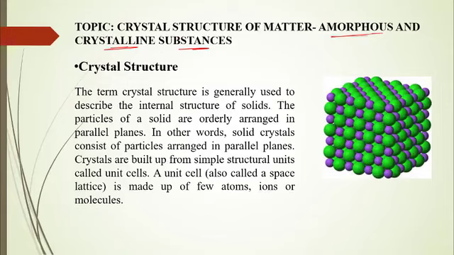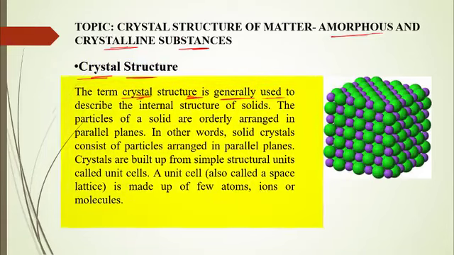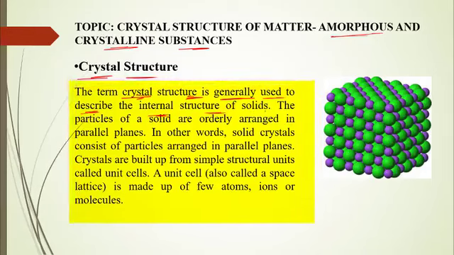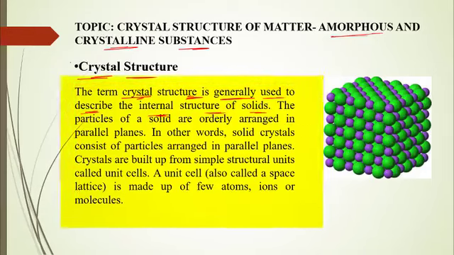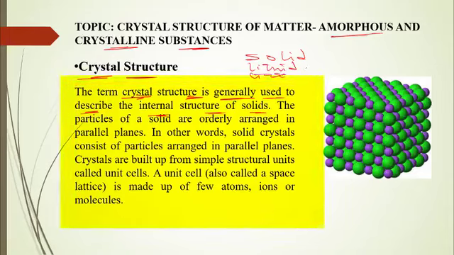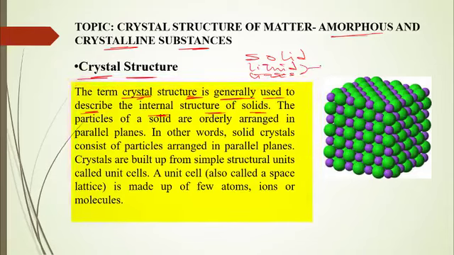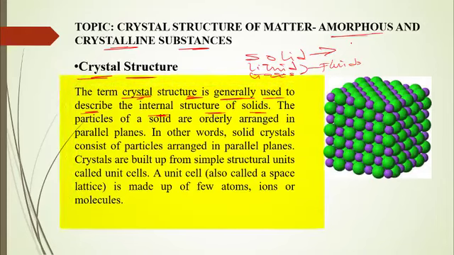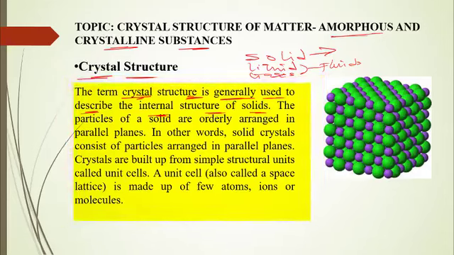Welcome back. Now let's talk about crystal structure. The term crystal structure is generally used to describe the internal structure of solids. Remember, we said matter is divided into three states: solid, liquid, and gases. And we said liquid and gases are classified under what we call fluids. Solids have strong intermolecular forces, as we also discussed last time out.